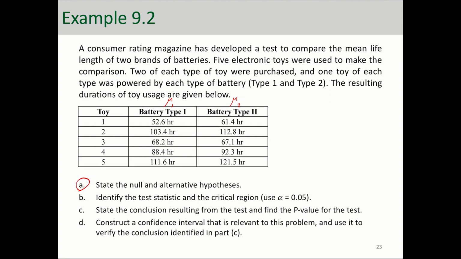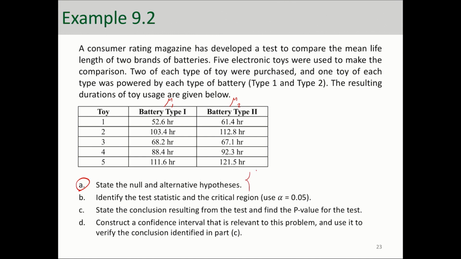The first question is, state the null and alternative hypothesis. So we are comparing mean life length of battery type 1 and mean life length of battery type 2, and we want to see if there is any difference between them. We're not interested in checking whether battery type 1 is more than 2. We're going to look at a two-sided test to see whether there is any difference between them.